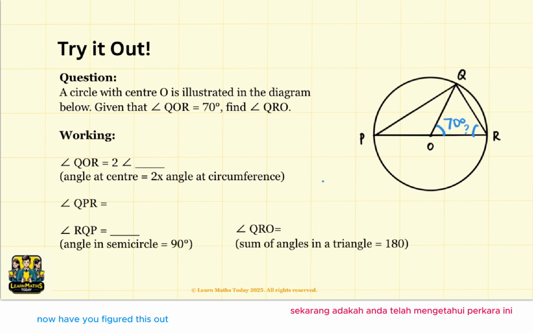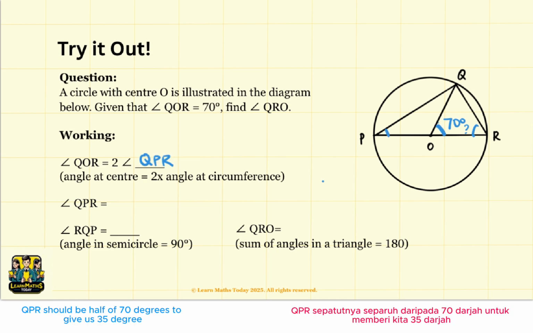Now, have you figured this out? Let's solve this together. First, let's use the rule we learned earlier. The angle at the center is twice the angle at the circumference. In other words, this angle QOR should be twice the angle QPR. So QPR should be half of 70 degrees, to give us 35 degrees.